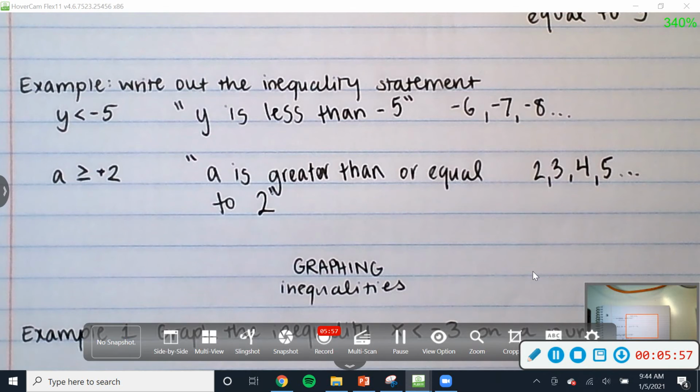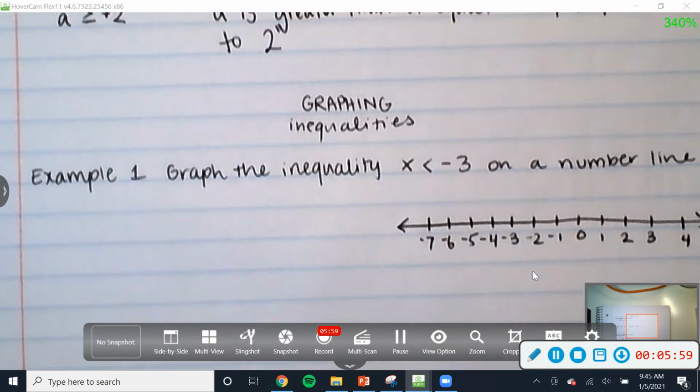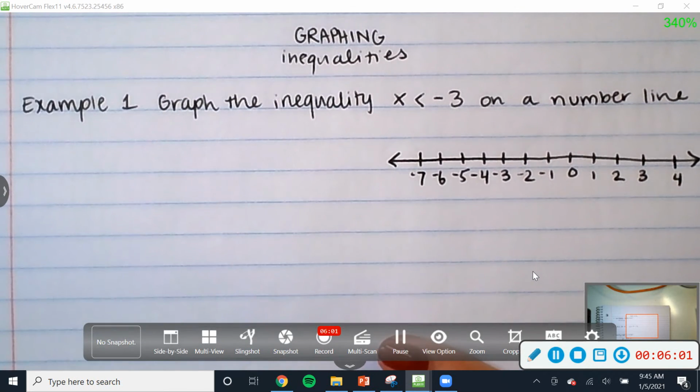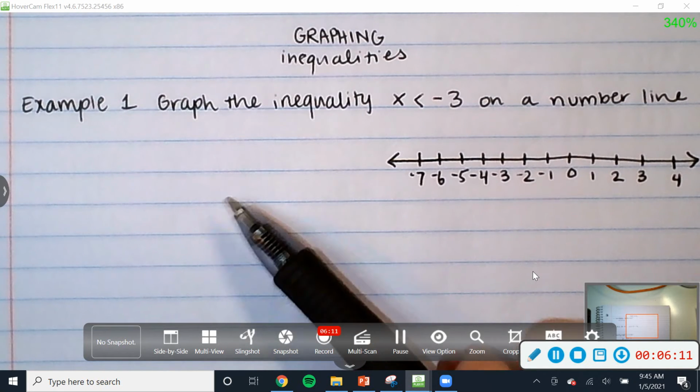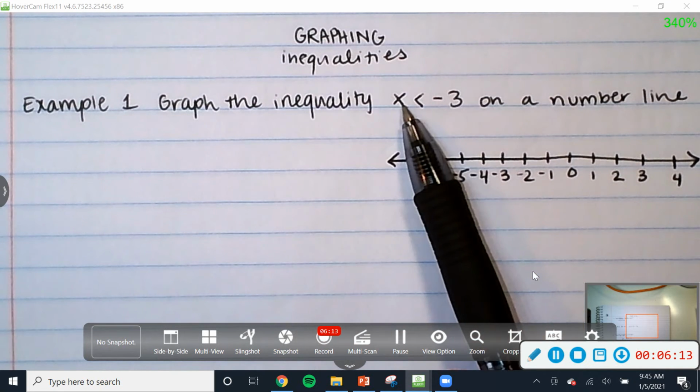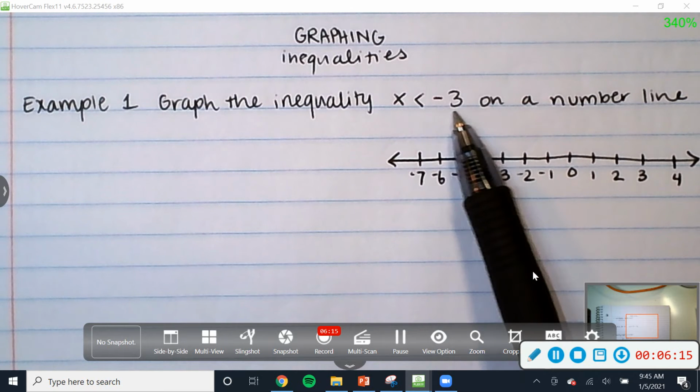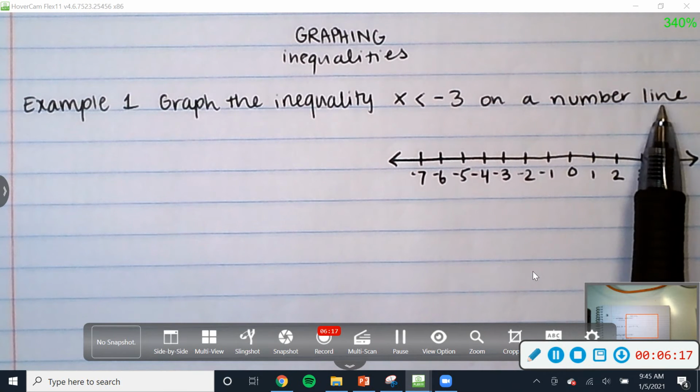Okay, the last thing that we're going to go over is some graphing on number lines. So anytime they ask you to graph an inequality on a number line, you're going to follow the same 2 steps every single time. So first I'm going to read the problem. Graph the inequality x is less than negative 3 on a number line.